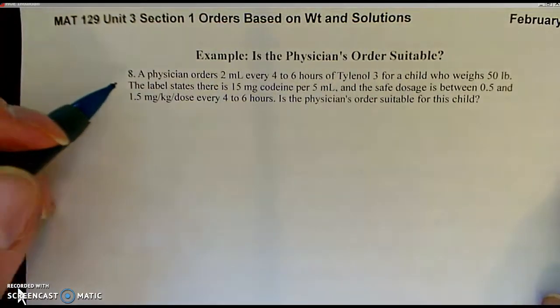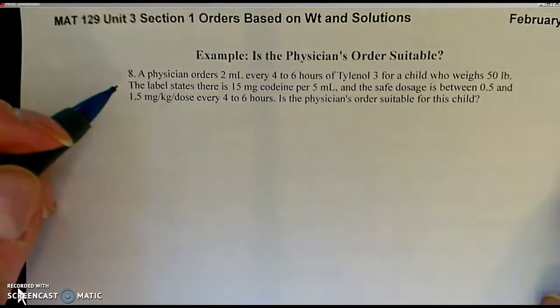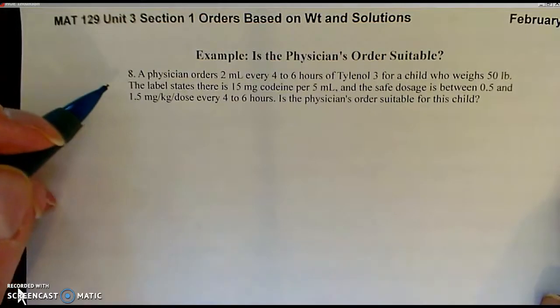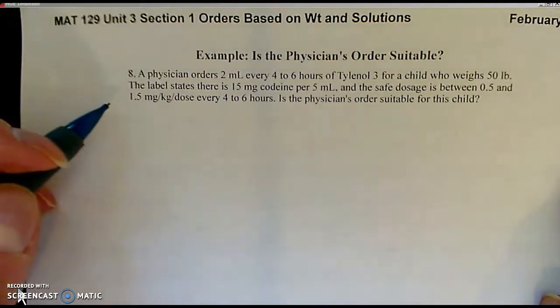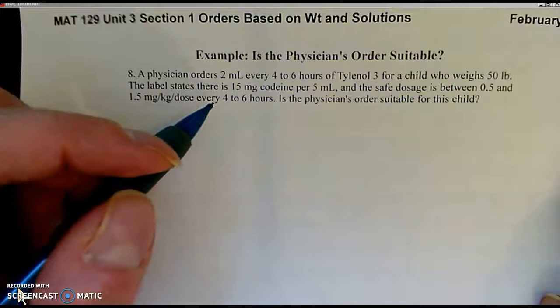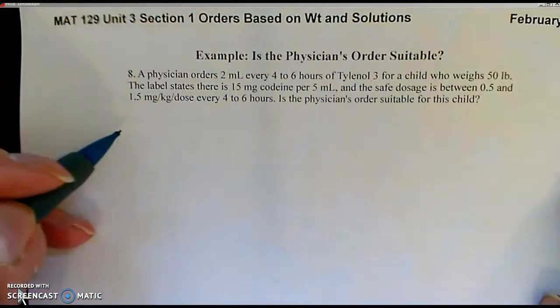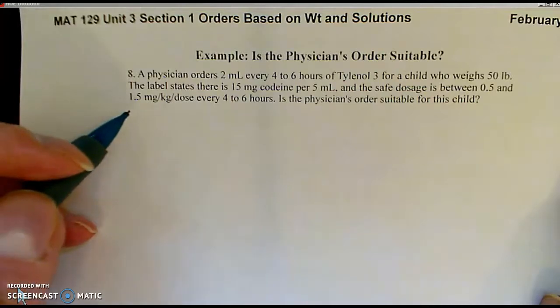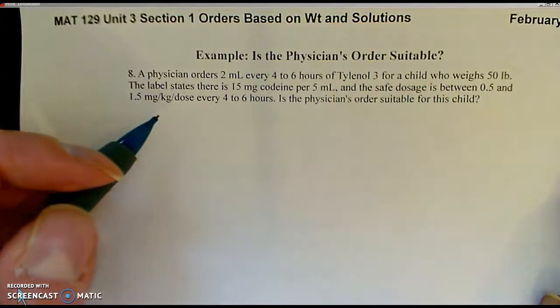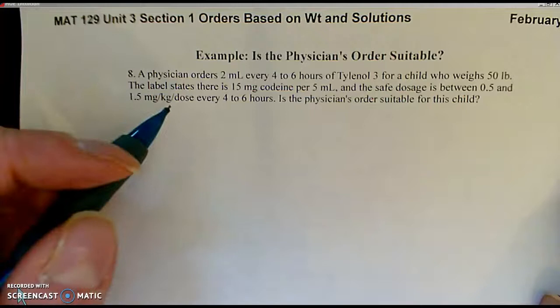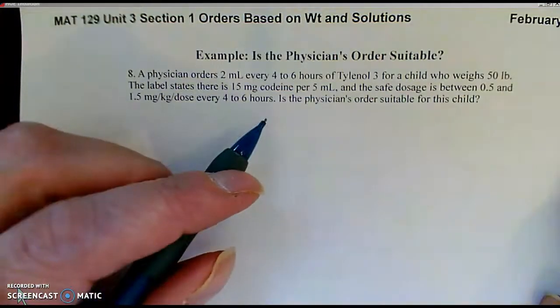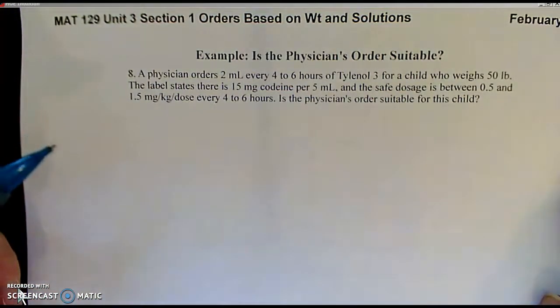So the physician orders 2 milliliters every 4 to 6 hours of Tylenol 3. The child weighs 50 pounds, and the label states there's 15 milligrams of codeine in every 5 milliliters of the liquid, and the safe dosage is between 0.5 and 1.5 milligrams per kilogram per dose, presumably of the codeine, every 4 to 6 hours. Is the physician's order suitable?